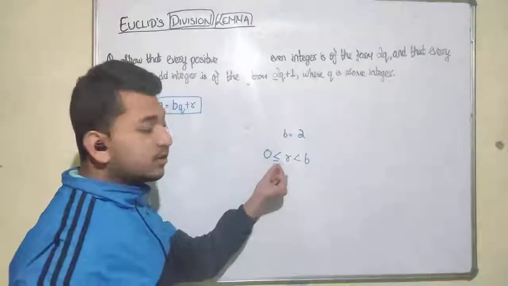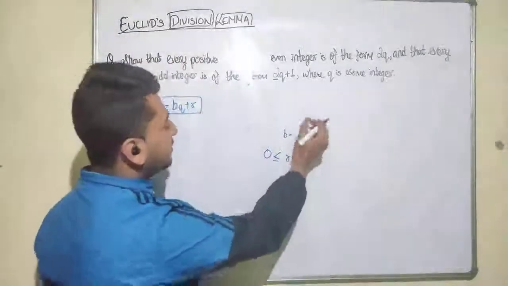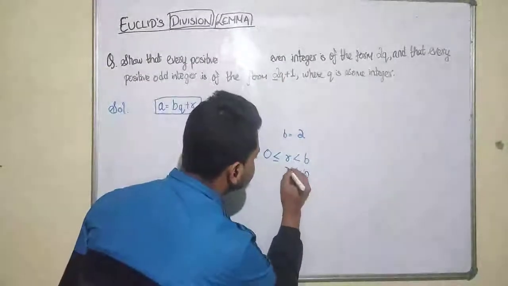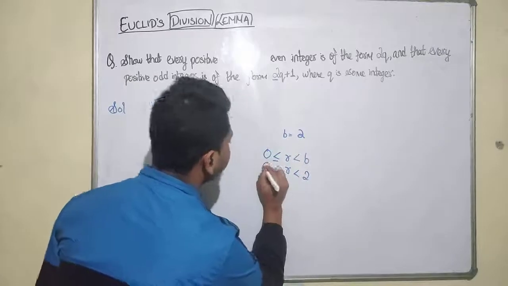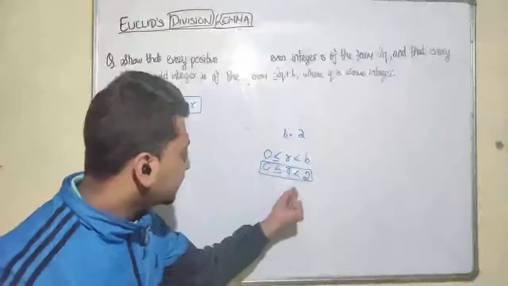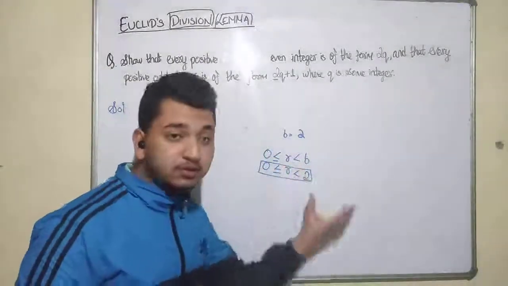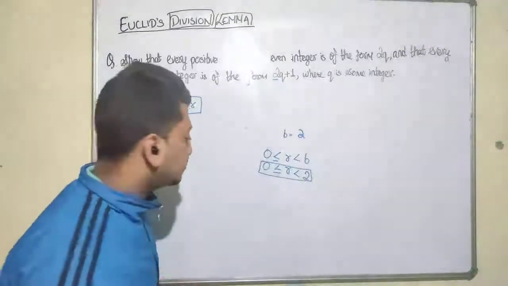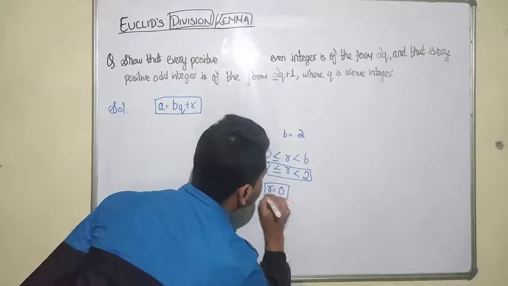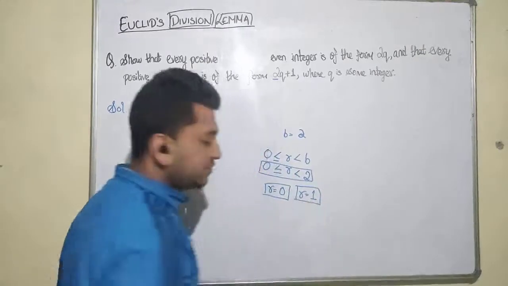R is greater than or equal to 0 and smaller than b. So in place of b we have 2, right? What we can say from this is R can be greater than or equal to 0 and smaller than 2. So two possible outcomes are there. R can be 0, and R can be 1. So we have two possibilities, right?